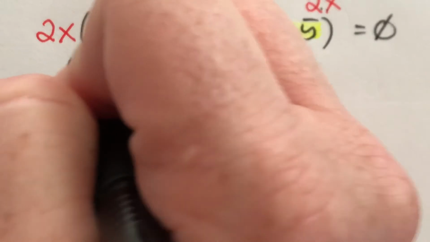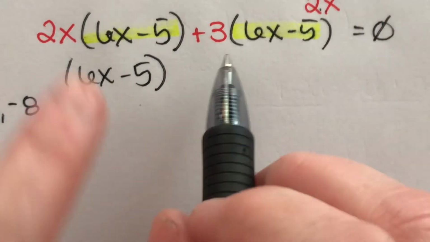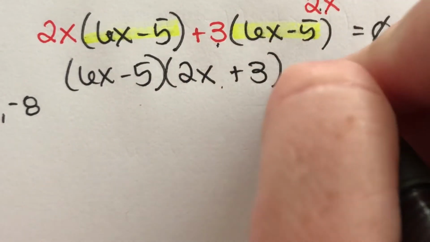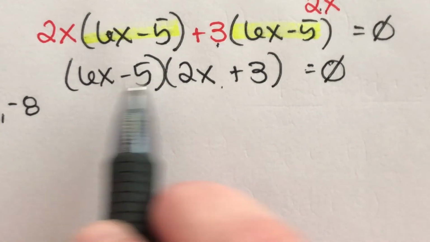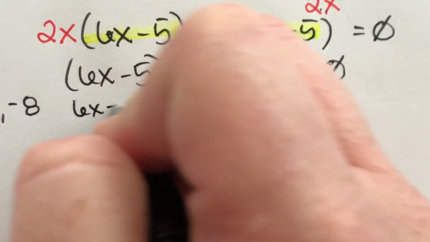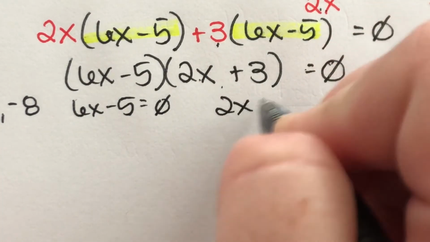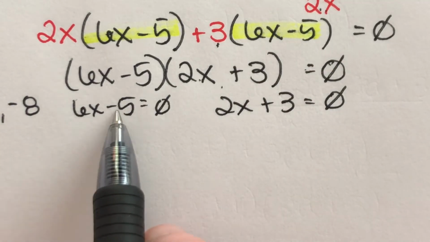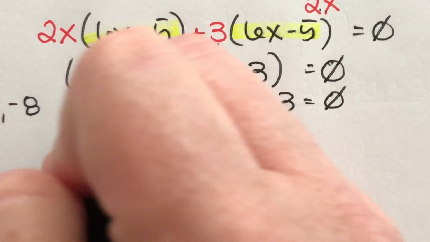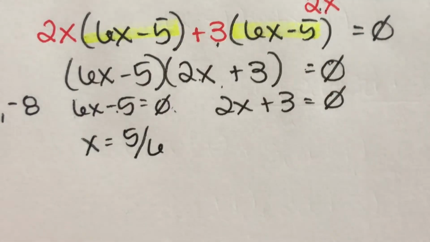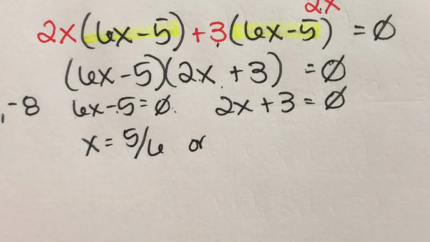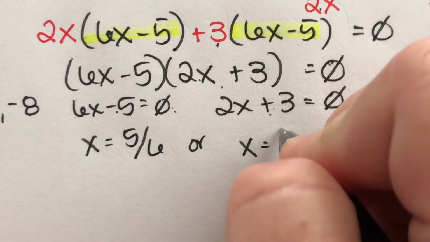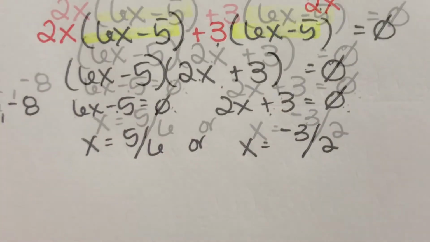All right, so then I put that in front, 6x minus 5. And then I pull out my leading coefficients and write them next. 2x plus 3. And I'm going to set each of these equal to 0, right? So 6x minus 5 equals 0. 2x plus 3 equals 0. This is what I'm doing every time. I just haven't been writing it out. So add 5 to both sides and then divide by 6. x equals 5 over 6. Minus 3 from both sides, and then divide by 2. So x equals negative 3 over 2.